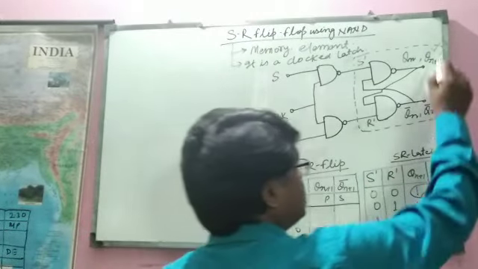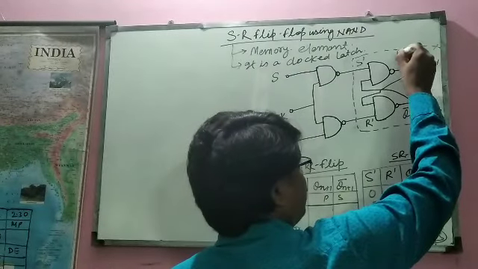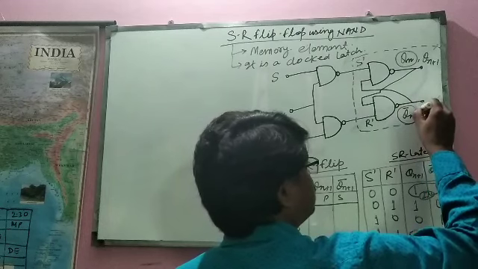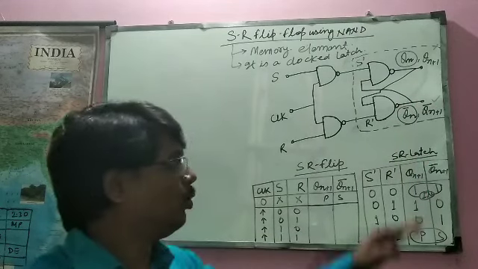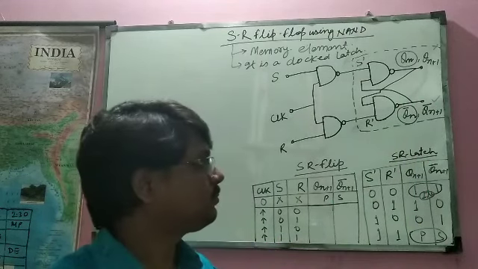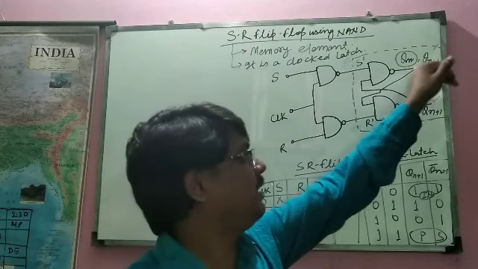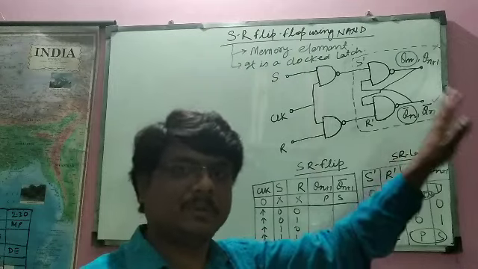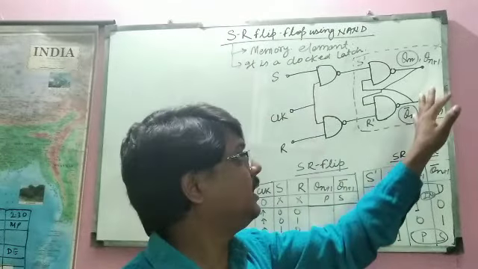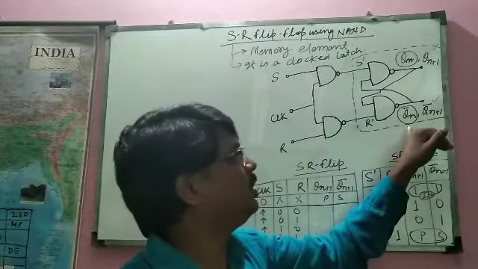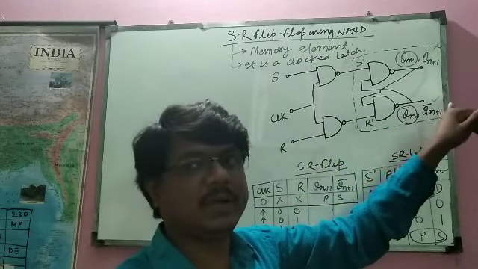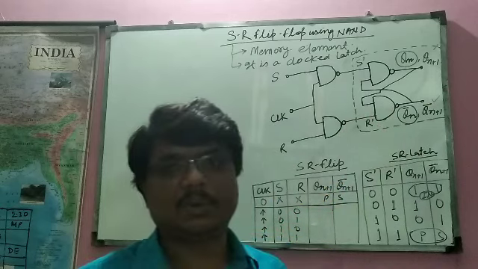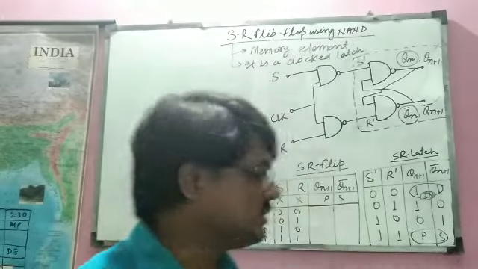This is not of our interest; we will not focus so much on it. But we can take the help of Qn and Qn bar, because this is the previous state. With the help of Qn and Qn bar, we can obtain Qn plus 1 and Qn plus 1 bar. So this is the case.